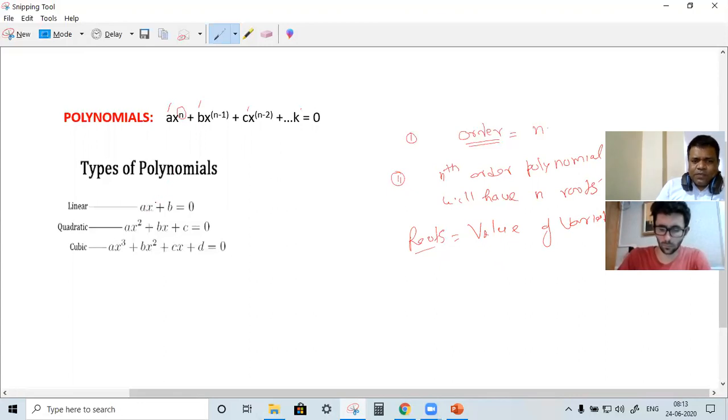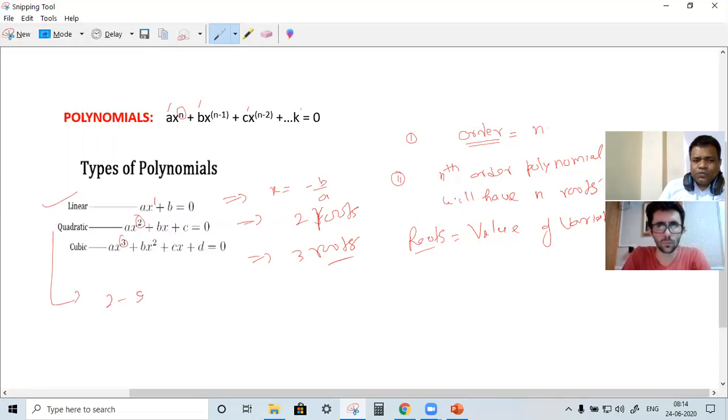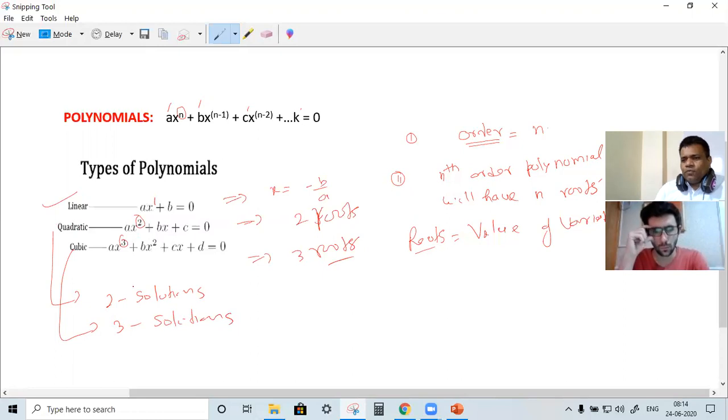So in the first case, what is the order of polynomial here? 1. You're supposed to get only one root. X is equal to minus b by a. Here order of polynomial is 2. You're supposed to get 2 roots. Am I right? We'll discuss how to find the roots. And here order of polynomial is 3. So we're supposed to get 3 roots. Or we can say we're supposed to get 2 solutions, and here we're supposed to get 3 solutions. So number of roots is nothing but number of solutions. Is that clear? Yes. Good.